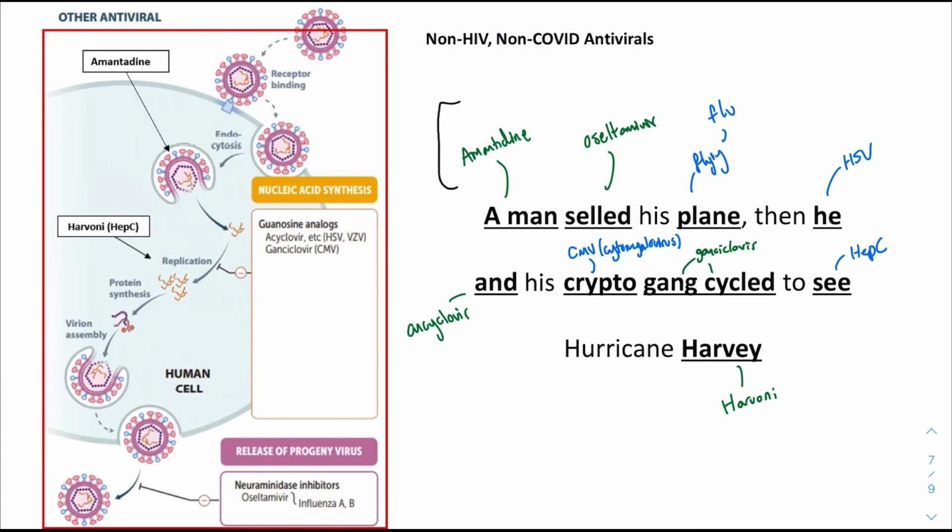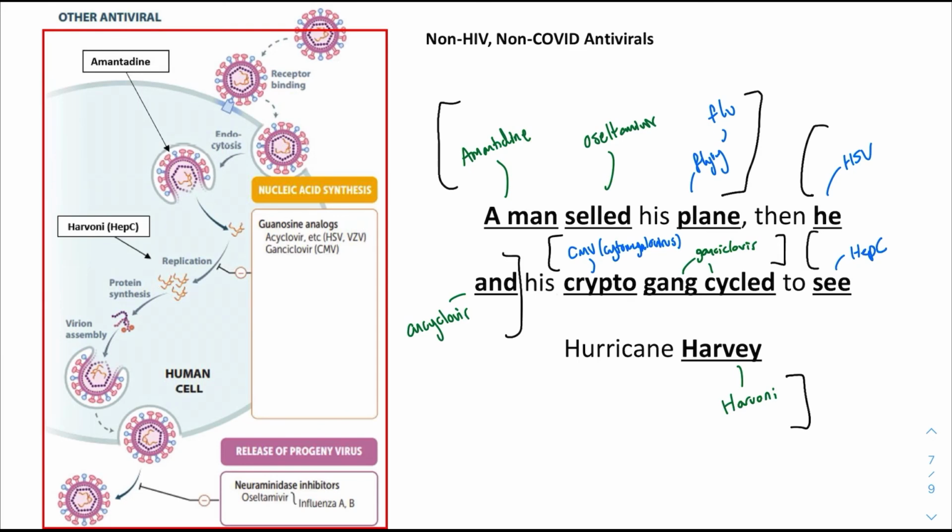So now we can logically chunk all of this information together. Amantadine and oseltamivir are to treat the flu. Herpes simplex virus is treated by acyclovir. CMV is treated by ganciclovir, and hep C is treated by Harvoni. And so that's a lot of information right there.